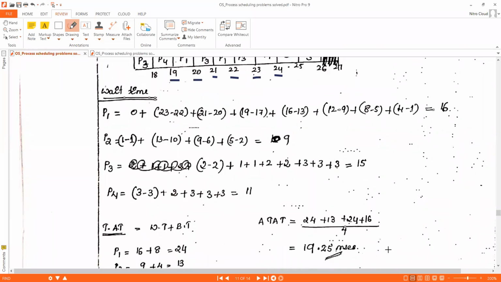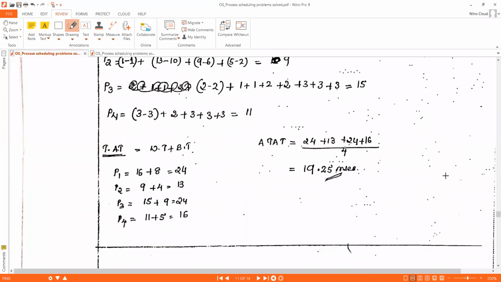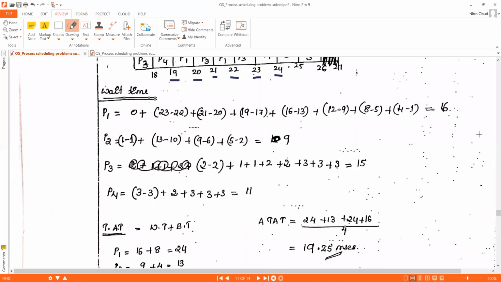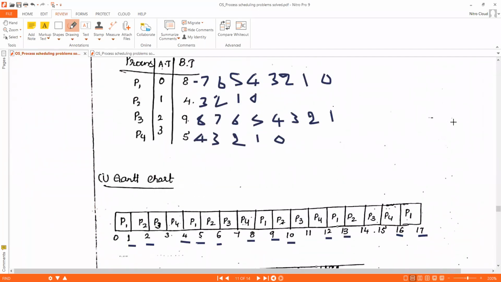Now we know how to find the average waiting time. Average waiting time is the sum of all the processes' waiting times divided by the number of processes. Here we have 4 processes. 16 plus 9 plus 15 plus 11 divided by 4, we'll get the average waiting time. Now we'll see how to find the turnaround time. Turnaround time is the waiting time of the process plus its burst time. Here the waiting time of process 1 we got as 16 milliseconds. And process 1's burst time is 8 milliseconds.